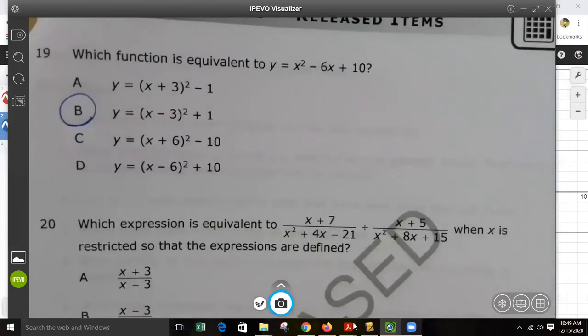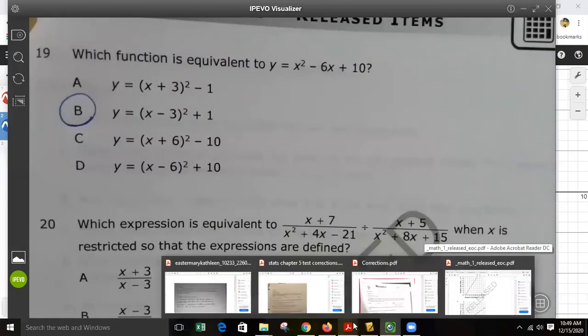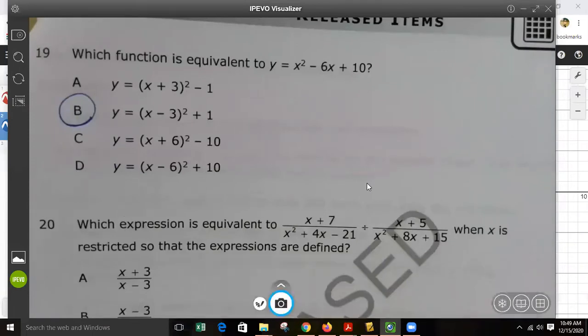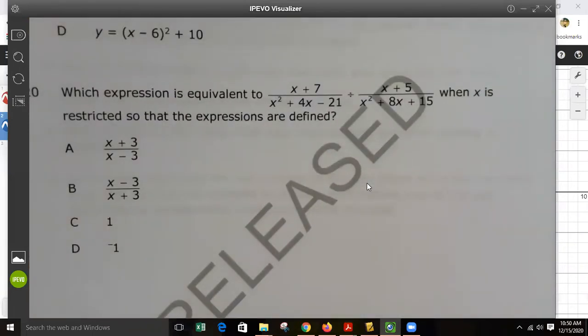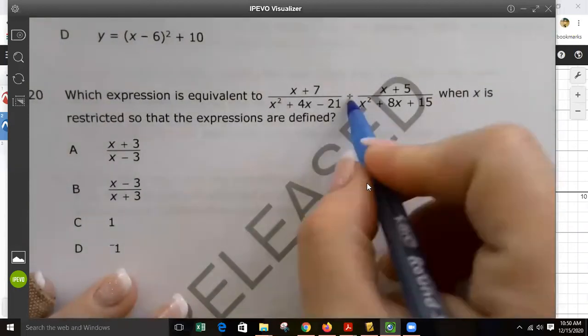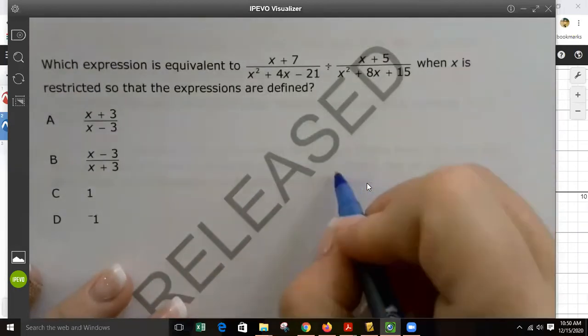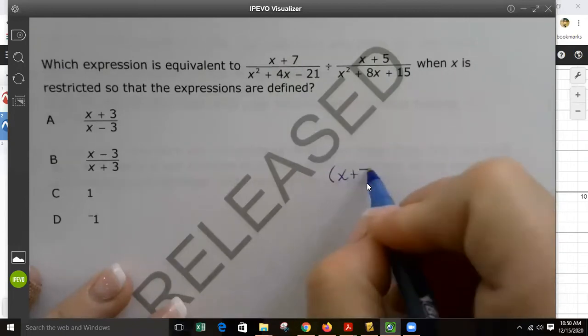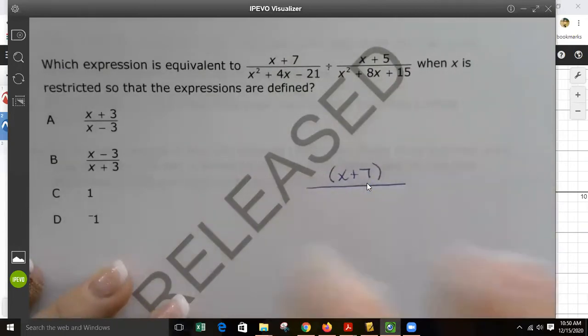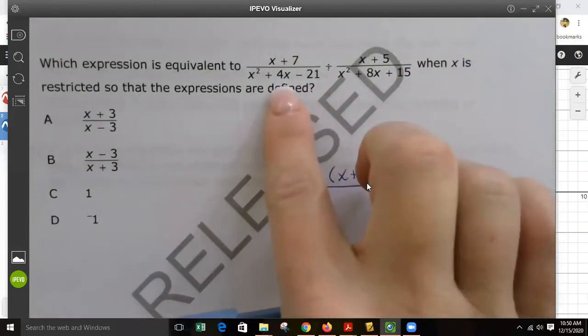All right, you can do the same thing on the next one if you like. Which expression is equivalent to that? So the divide, or whatever, when x is restricted so the expressions are defined. I'm going to show you what it looks like by hand, and then we'll do it on Desmos, okay? So by hand, remember, we don't divide fractions, we flip and multiply. But at the same time, I'm going to factor them. What are your factors of negative 21 that add to 4?